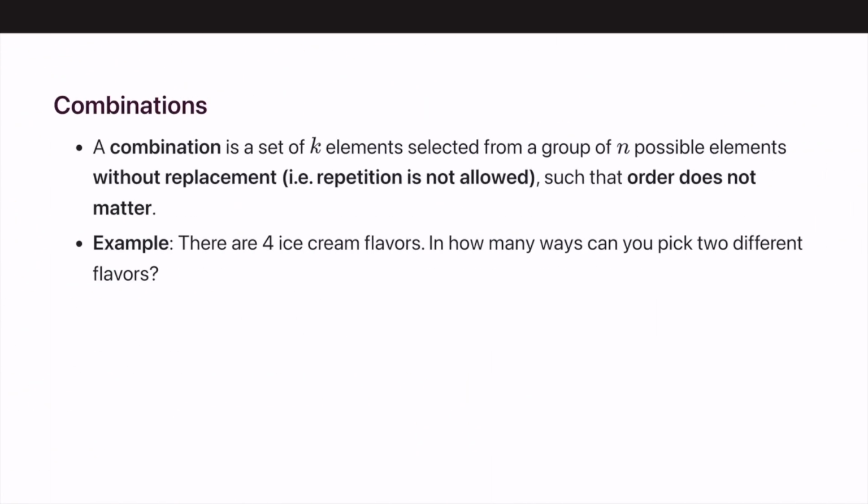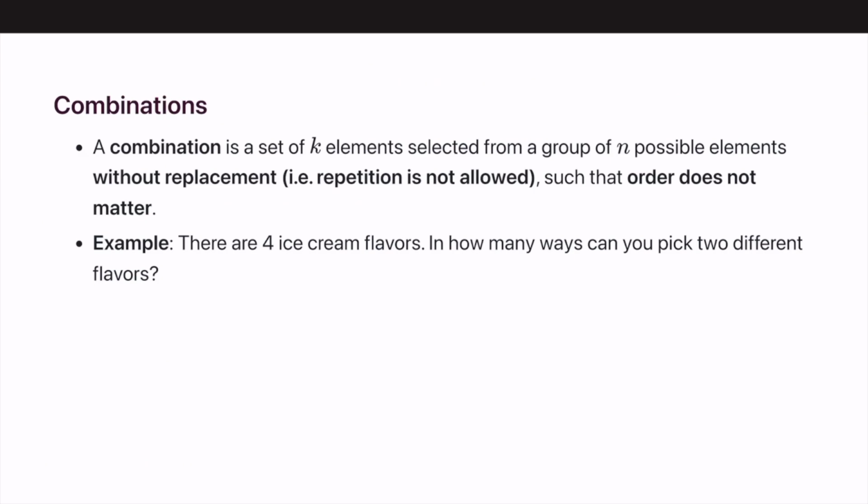All right, let's talk about combinations. A combination is a set of k elements that are selected from n possible elements without replacement. The big difference here from permutations is that order does not matter. So we don't really care about order. We just care about all the possible combinations of something, which means that we're going to run into issues of perhaps double counting. So we'll see what that looks like in this ice cream example.